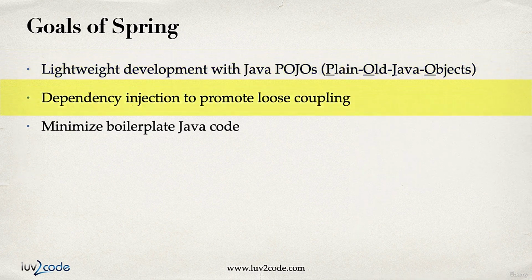And then also, we want to promote loose coupling by making use of dependency injection. So instead of hardwiring your objects together, you simply specify the wiring via a configuration file or annotations, and we'll cover that a lot in this course.